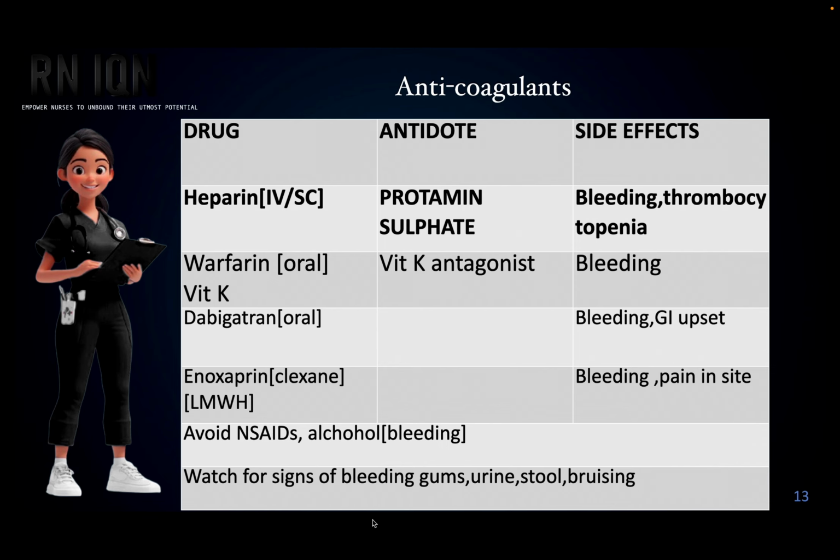Another oral anticoagulant is dabigatran, that may produce bleeding or any kind of GI upset. Enoxaparin or Clexane is a low molecular weight heparin that also has side effects of bleeding and pain at the injection site. And always inform your patients to avoid NSAIDs and alcohol in conjunction with anticoagulants, and watch for signs of bleeding gums, urine, stool, and any bruising in the body.